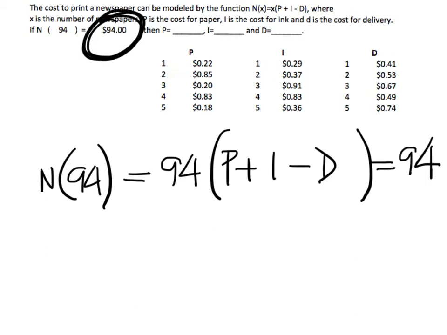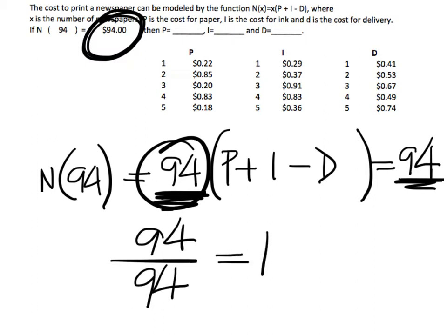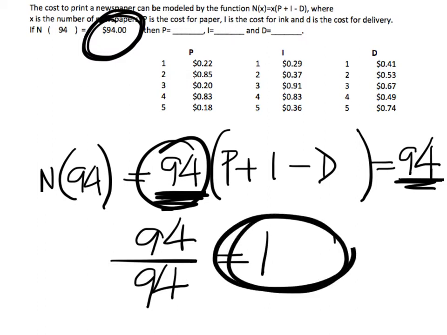So what happens if I divide this 94 by this 94? What is 94 divided by 94? 1. So you must find the combination of three numbers that when you add the first two and subtract the third, it's going to give you exactly 1.